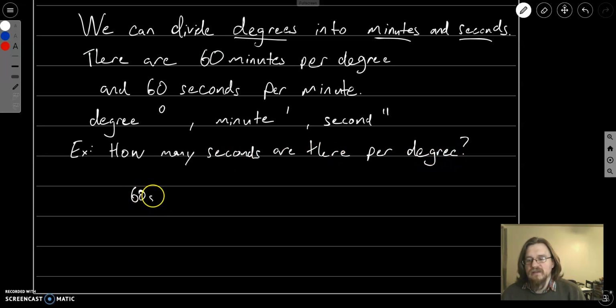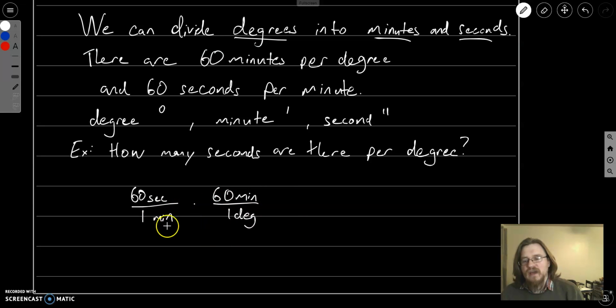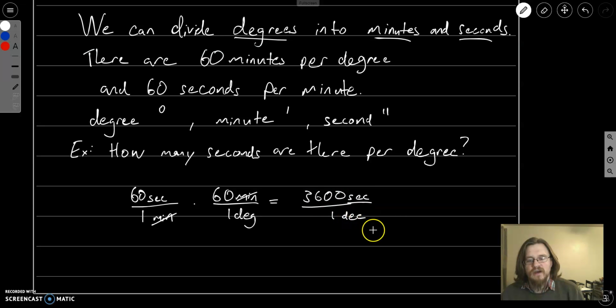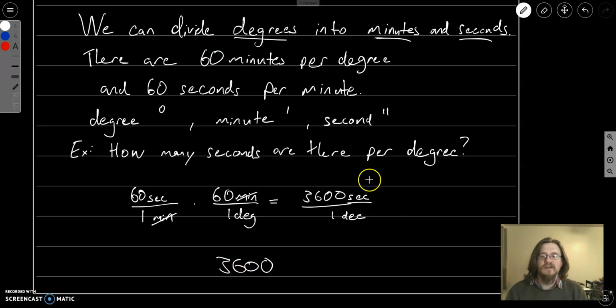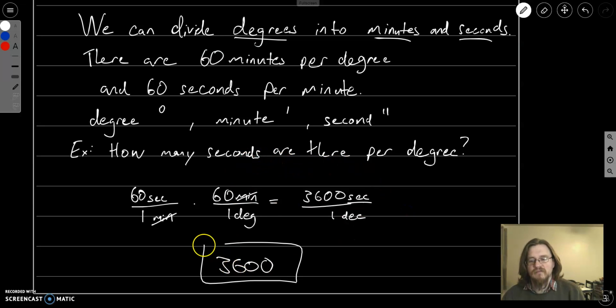So here's a question: how many seconds are there per degree? Well, there are 60 seconds per 1 minute, and then there are 60 minutes per 1 degree. And if we multiply, our units will cancel, and 60 times 60 is going to be 3,600 seconds per every 1 degree. So there are 3,600 seconds per degree. So this is quite a bit.